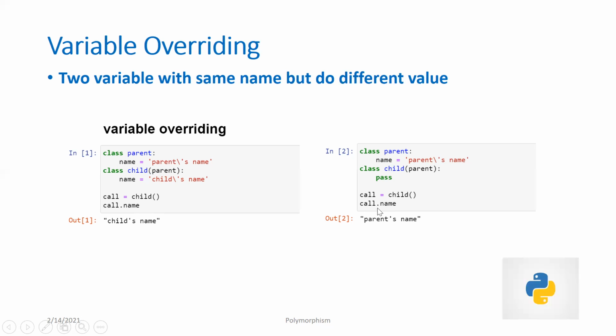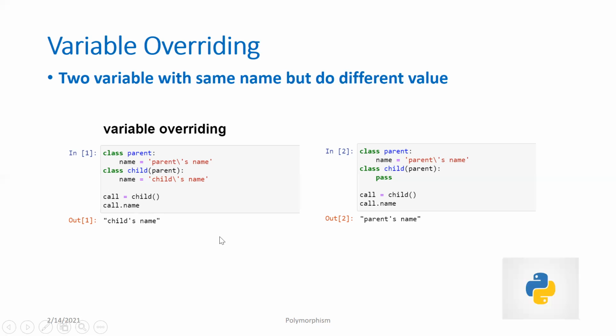So when I try to call dot name, it is now printing the parent's class name, because it is not overridden. That means name is not updated by the child class. As name is not updated, it is still holding the value of its parent class. So the variable name is holding the parent class value, and it is printing the parent's name.